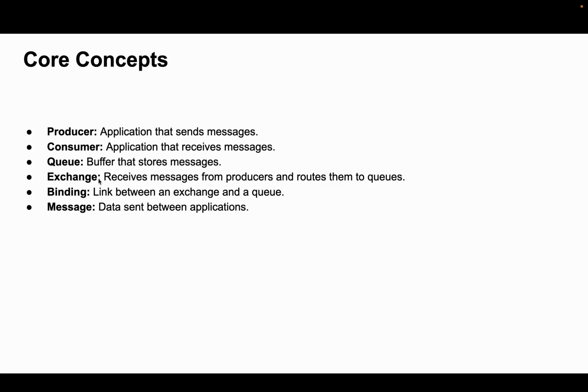Then we have exchange. The exchange receives messages from producers and routes them to the queue. The exchange component sits in front of the queue, and it is the one that receives the messages from the producer directly, and then routes them to the particular queue.